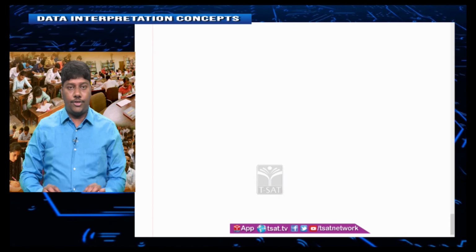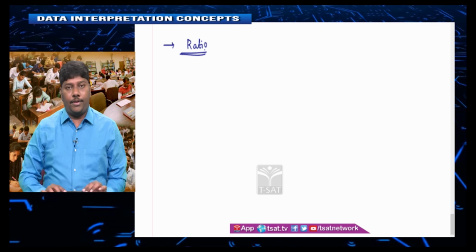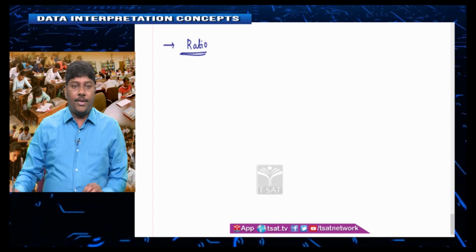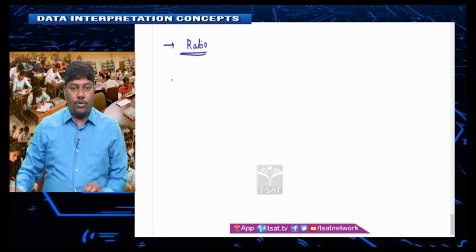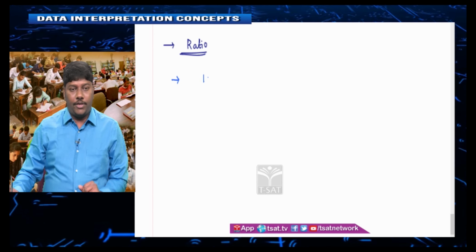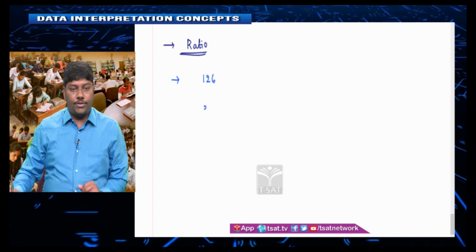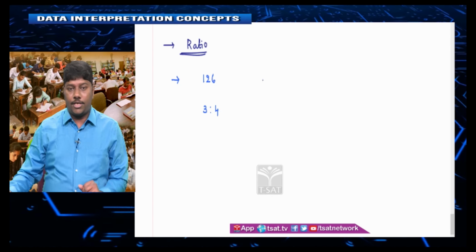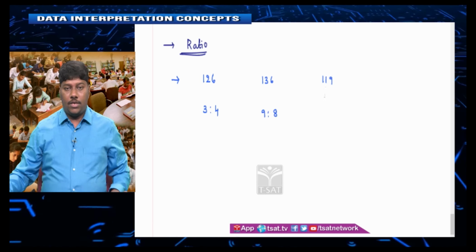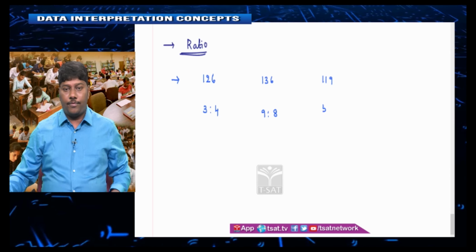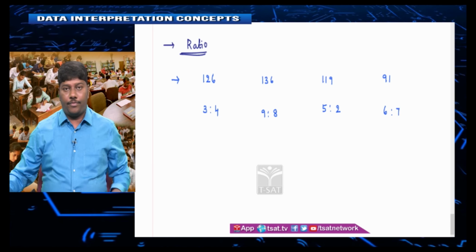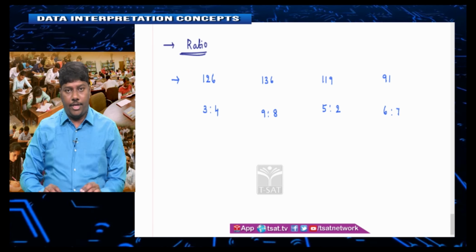Now after this, you have ratio and proportions also. How will ratios be useful in your data interpretation? So with ratios, you should be ready to factorize the given numbers. Suppose I am asking you to divide 126 in the ratio 3:4, or else I am asking you to divide 136 in the ratio 9:8, 85 in the ratio 5:2, 91 in the ratio 6:7. Now, how do you divide the given numbers in the given ratio?